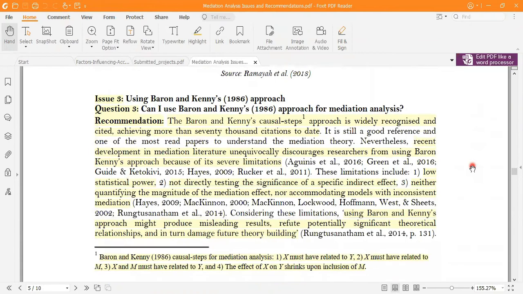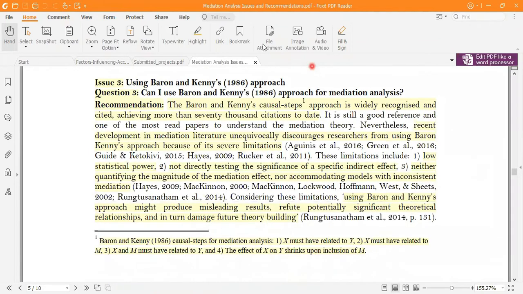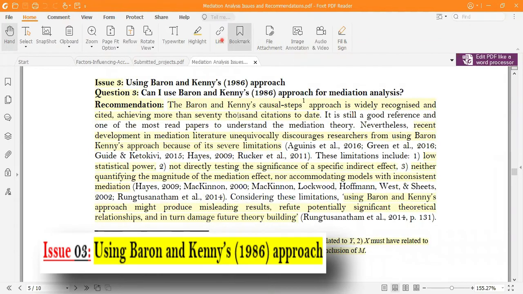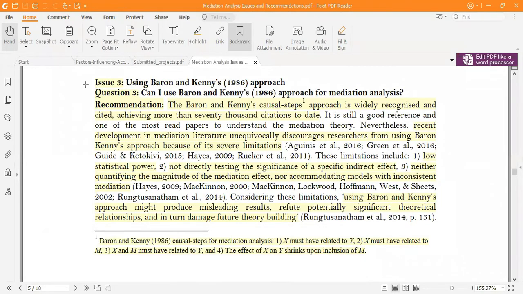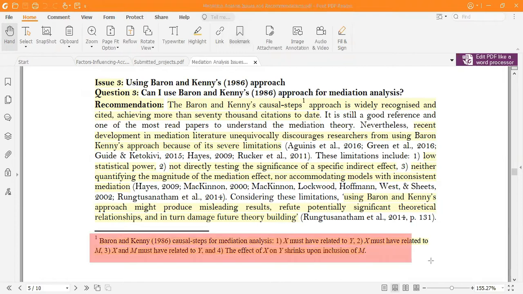Another is using the Baron and Kenny approach, because during the 80s it was much more popular. It is written here that more than 70,000 citations are available for this approach up to now. So from this point of view, you know how popular this one is. Now, what is the Baron-Kenny approach basically?